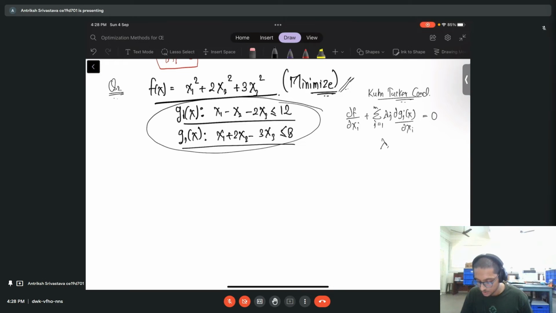Then this is also. Then I just ask the things which might be confusing, and you have answered it nicely. So these are the Kuhn-Tucker conditions.